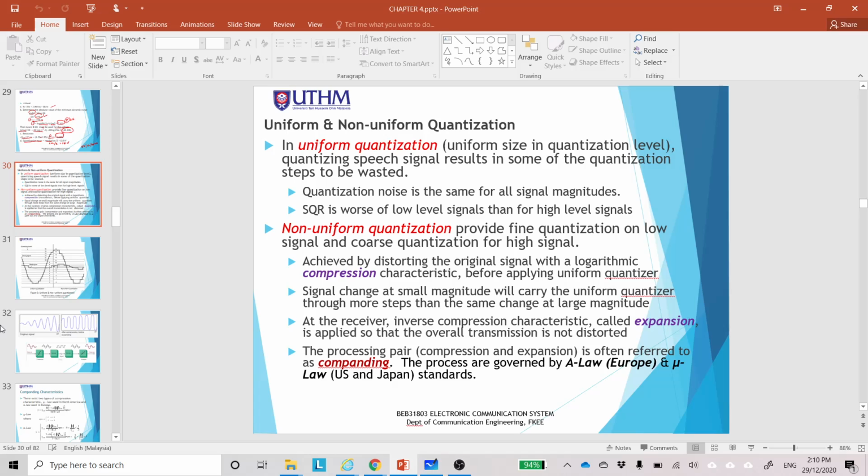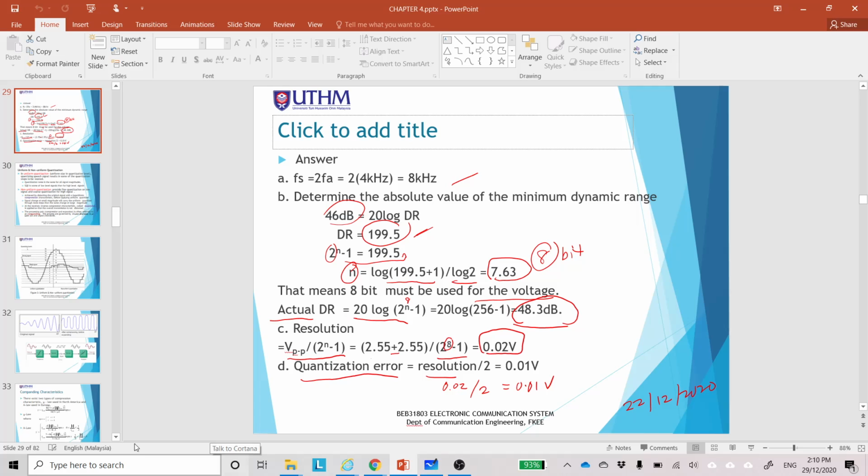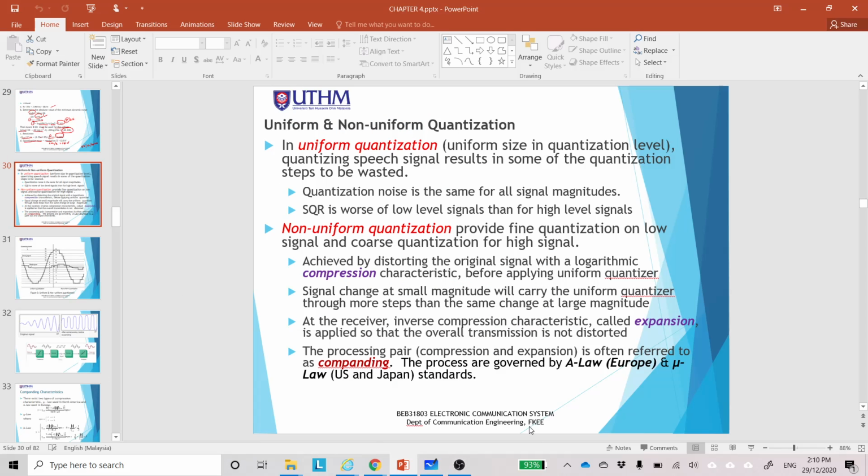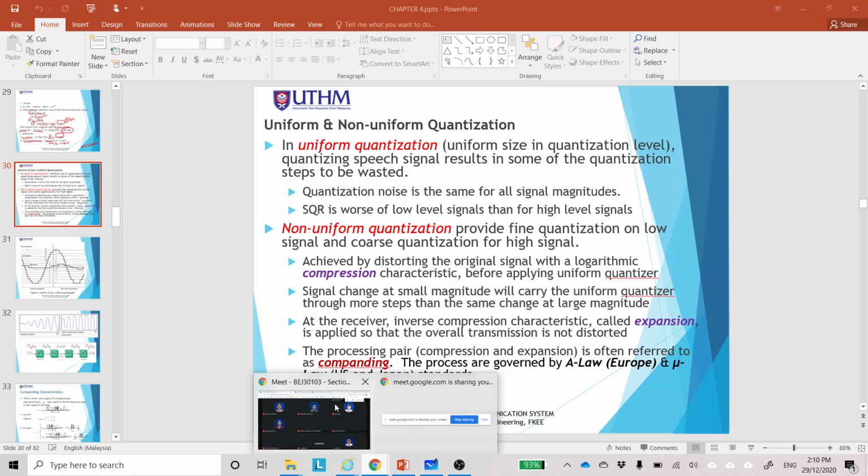Okay, semua boleh nampak PowerPoint? Ada yang tak nampak PowerPoint? Hello? Semua ada? Boleh kata. Okay.